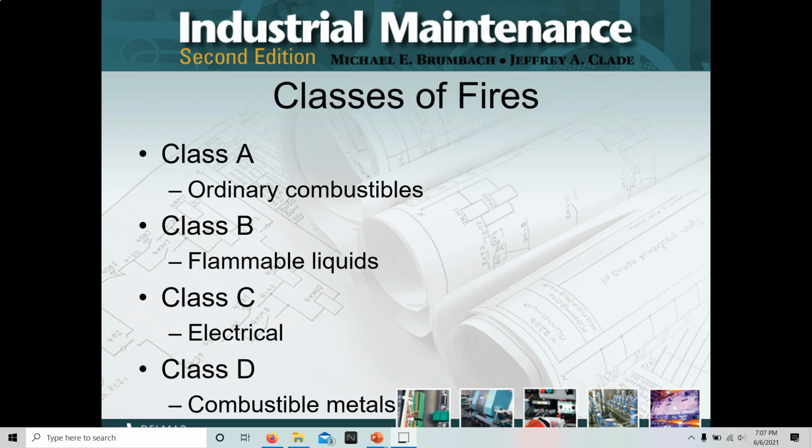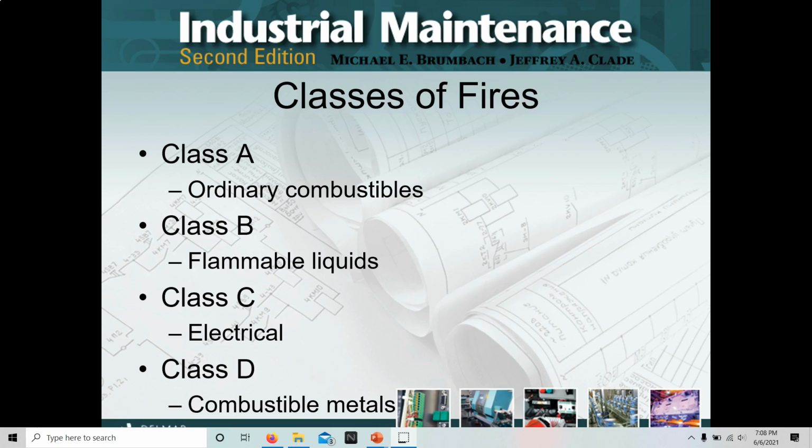So Class A is ordinary combustibles. Essentially, if it burns and leaves ash residue behind, it is a Class A fire. It sounds silly, but the way I remember Class A is for ash. A-S-H. Ash. So, Class A is a fire that produces ash. There we go. So it's not so hard, right?